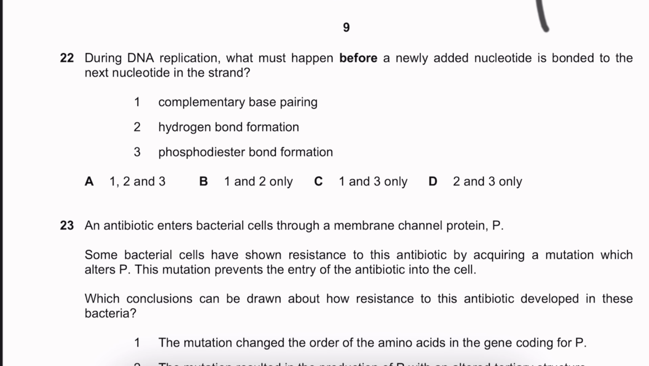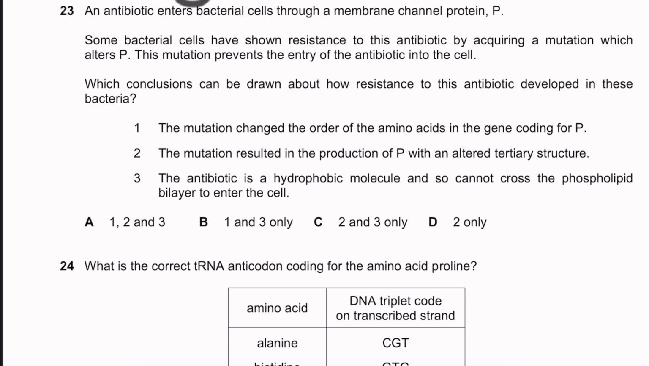During DNA replication, what must happen before a newly added nucleotide is bonded to the next nucleotide in the strand? Let's see. Complementary base pairing, hydrogen bond formation, and phosphodiester bond formation. Now, phosphodiester bond formation, no, this is going to be happening basically when the newly added nucleotide is binding. So this is not before. Hydrogen bond formation, yes, and complementary base pairing, yes. So it's 1 and 2 only, which is B.